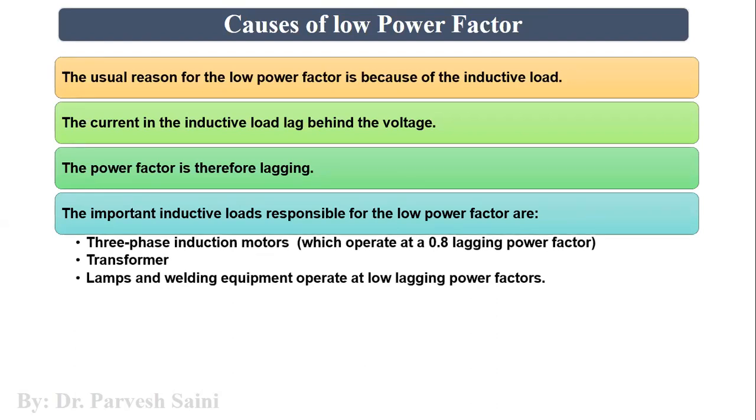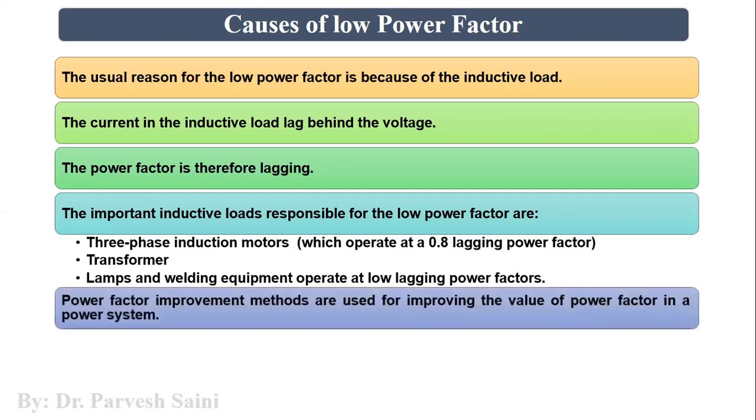Now, it is the inductive load which is responsible for the low power factor. It is the three-phase induction motors which are the inductive loads, the transformers, the lamps, the welding equipment, all these, because these all equipment operate at low power factors. They have more lagging power factors as compared to other equipment, right? So we can use power factor improvement techniques to improve the power factor.